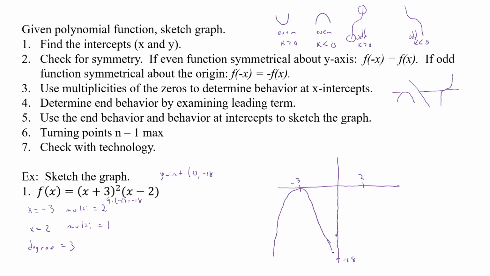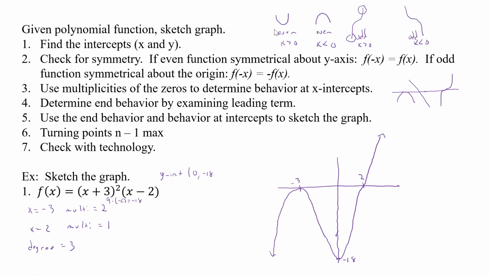Come down through our axes here. Then it's going to come back through the 2 and go back up. So the end behavior is like this. It comes up and just touches the axis there, goes through the negative 18, then comes back up through the 2. So this is what we should get if we plug that into our calculator. So let's test that.